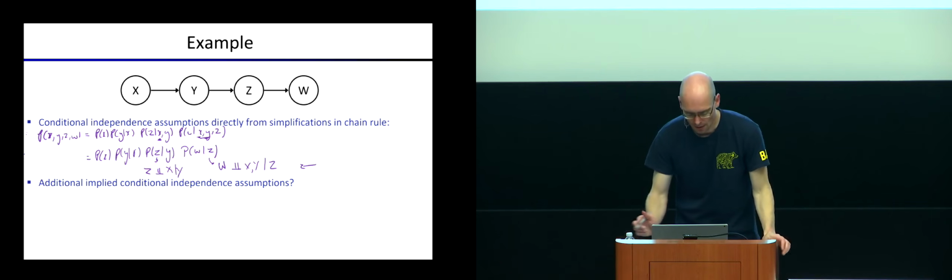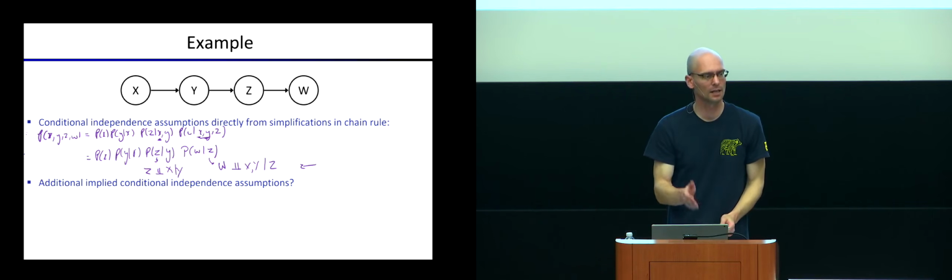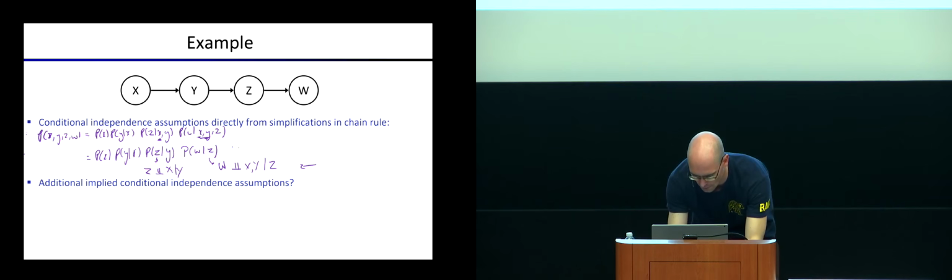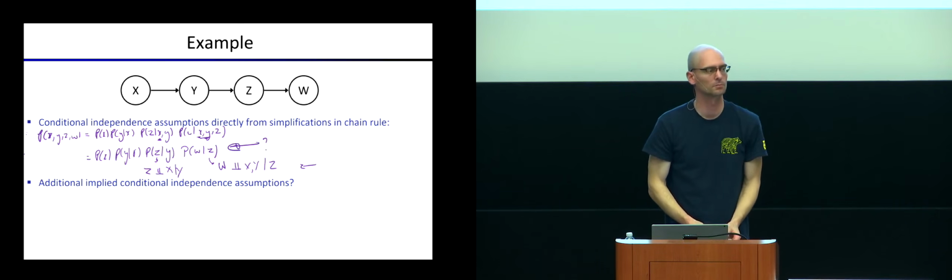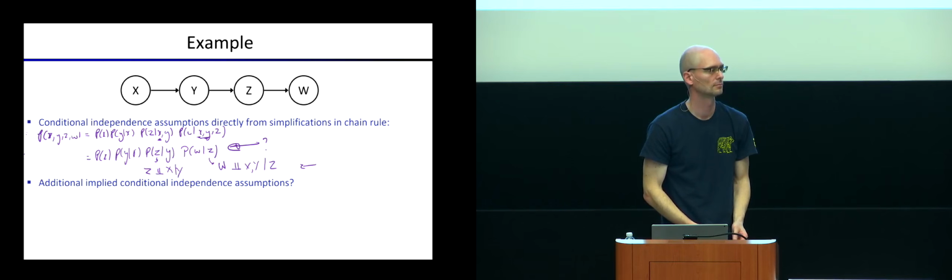Are there any other independencies than these two that are guaranteed to be true for any distribution of this form factor, this one here? Any others that are guaranteed to be true? Any thoughts?